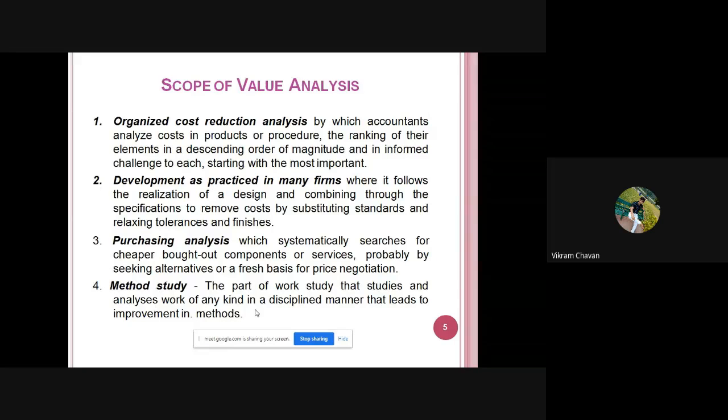So this is nothing but what? Purchasing analysis. It will be easily available to the customers through these e-commerce sites, and you can easily compare the prices of different companies, different service providers, and you can select the best suited for you. Okay, that is nothing but the purchasing analysis simply.